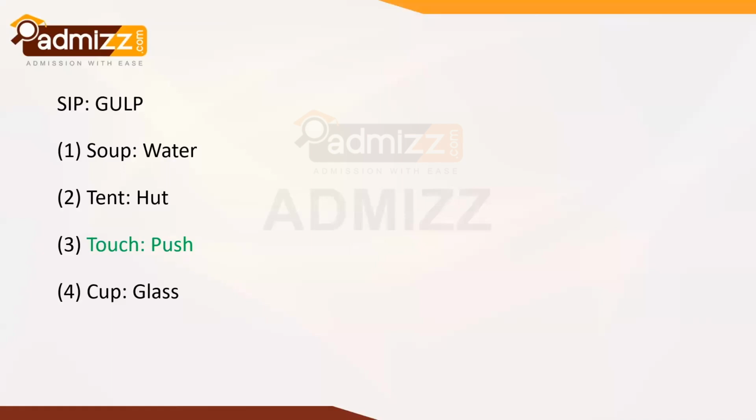But touch and push, take a look at these. Touch means to embrace something softly, while push means to shove or to touch something in a more forceful manner. And take a look at sip and gulp as well. Sip means to have a liquid substance in a more graceful manner, while gulp means to take it in a more forceful manner. So touch and push have the same relation that sip and gulp do. That's the correct answer. Option 3 is the correct answer in this case. Hopefully that's making sense up to this point.